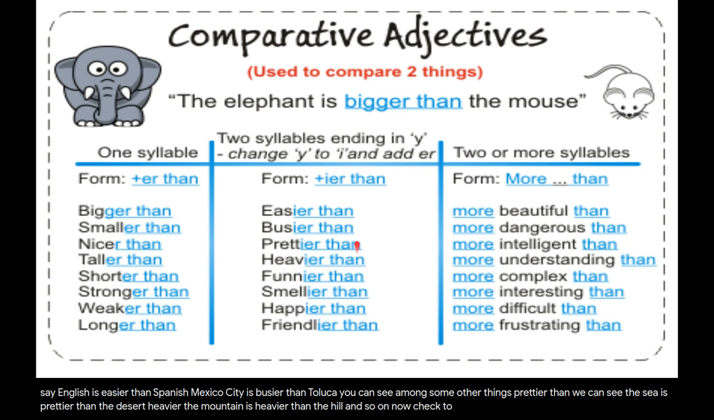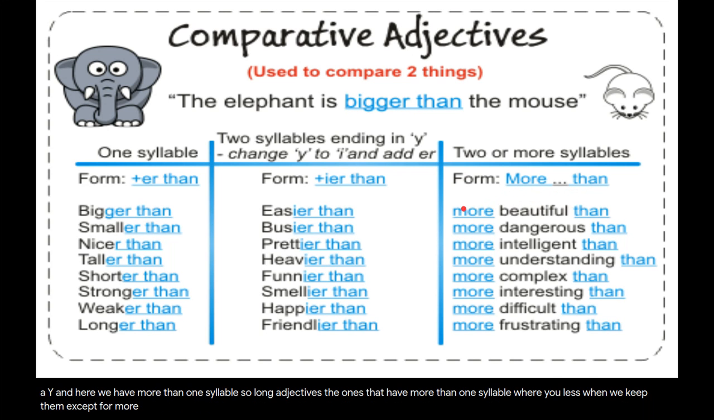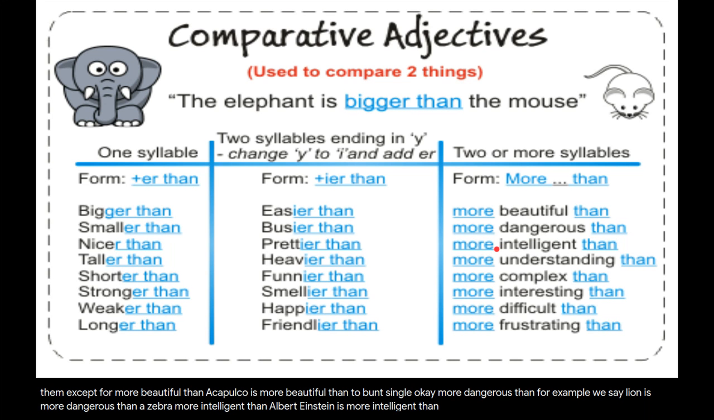Now, check to finish. This is one syllable ending with a Y, and here we have more than one syllable. So long adjectives, the ones that have more than one syllable, we use the expression more or less, and we keep the than. For example, more beautiful than. Acapulco is more beautiful than Chilpancingo. Okay? More dangerous than. For example, we say a lion is more dangerous than a zebra. More intelligent than. Albert Einstein is more intelligent than me.